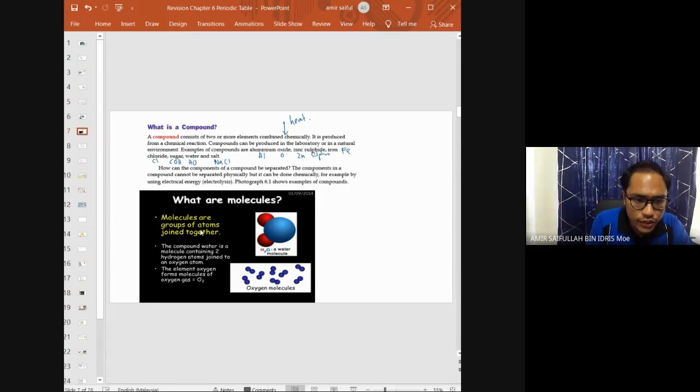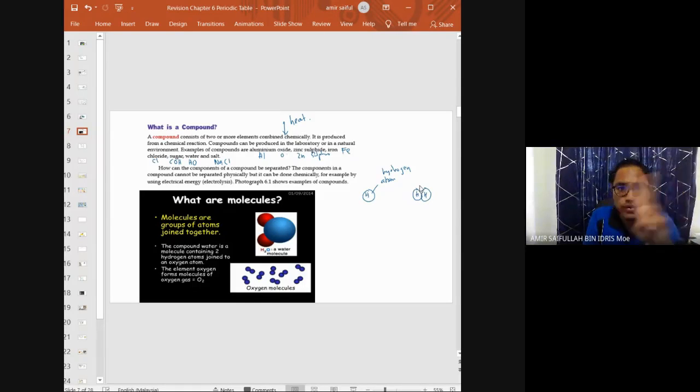Now we go to what is molecule. A molecule is a group of atoms joined together. So if I only have one hydrogen, this is the atom hydrogen, or hydrogen atom. But if I have two hydrogen atoms, I cannot call them atoms because I have two atoms combining chemically. So this will form a molecule of hydrogen.